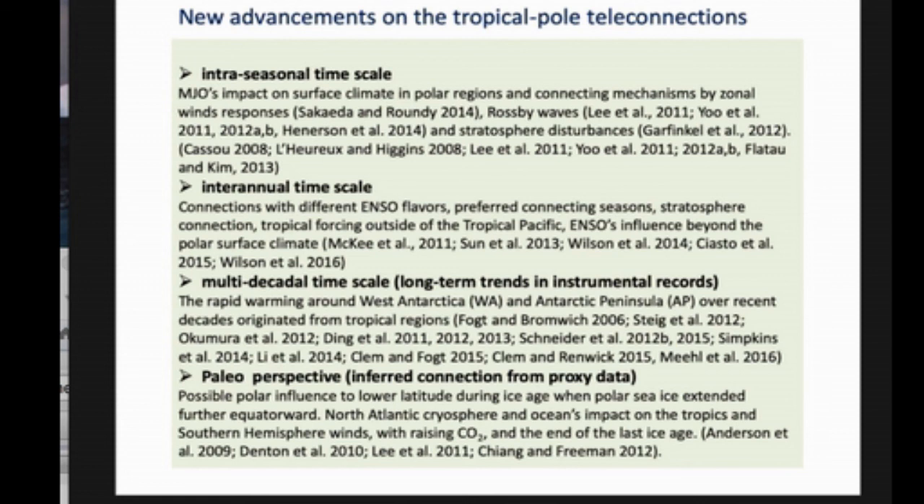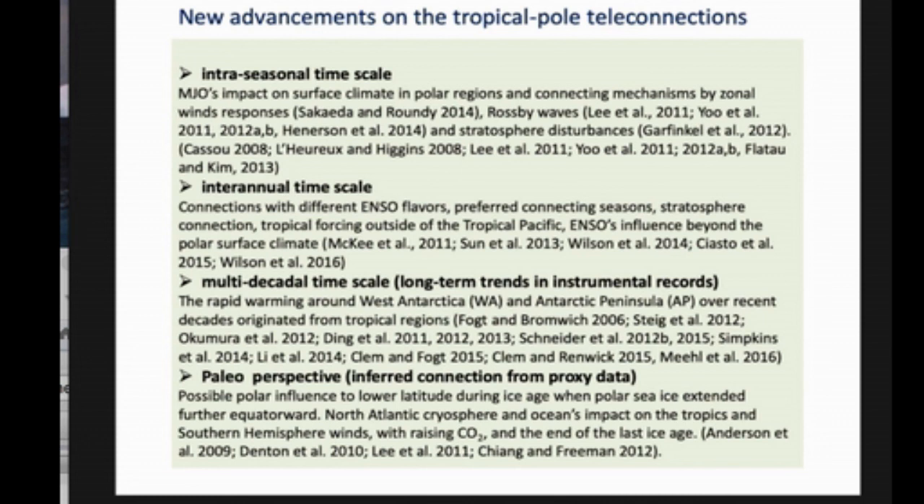And the next is the multi-decadal timescale, which is where we often see climate trends in the instrumental period. This is more relevant to this series of seminars. The rapid warming around West Antarctica and the Antarctic Peninsula over recent decades originated from a tropical region. There's a whole line of study focused on it, and today I will probably spend more time on this one.